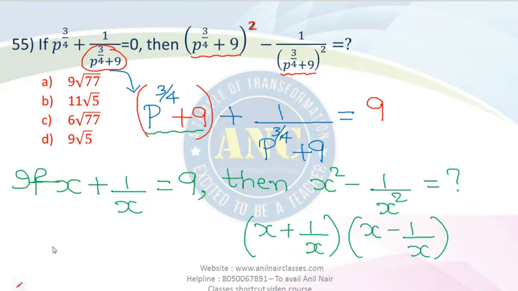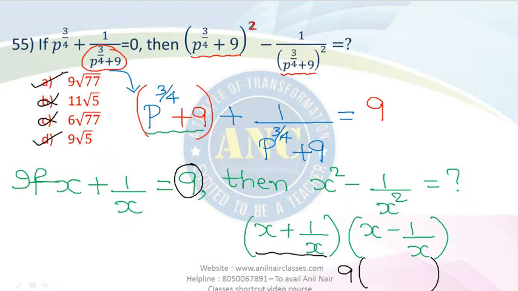We know the value of x plus 1 by x as 9 already. That means this value is 9, multiplied by something. The answer should be a multiple of 9. Option B ruled out. Option C ruled out. Option D should be correct, or option A should be correct. But think a little logically. I have two options which are multiples of 9 right now, so I will continue further.